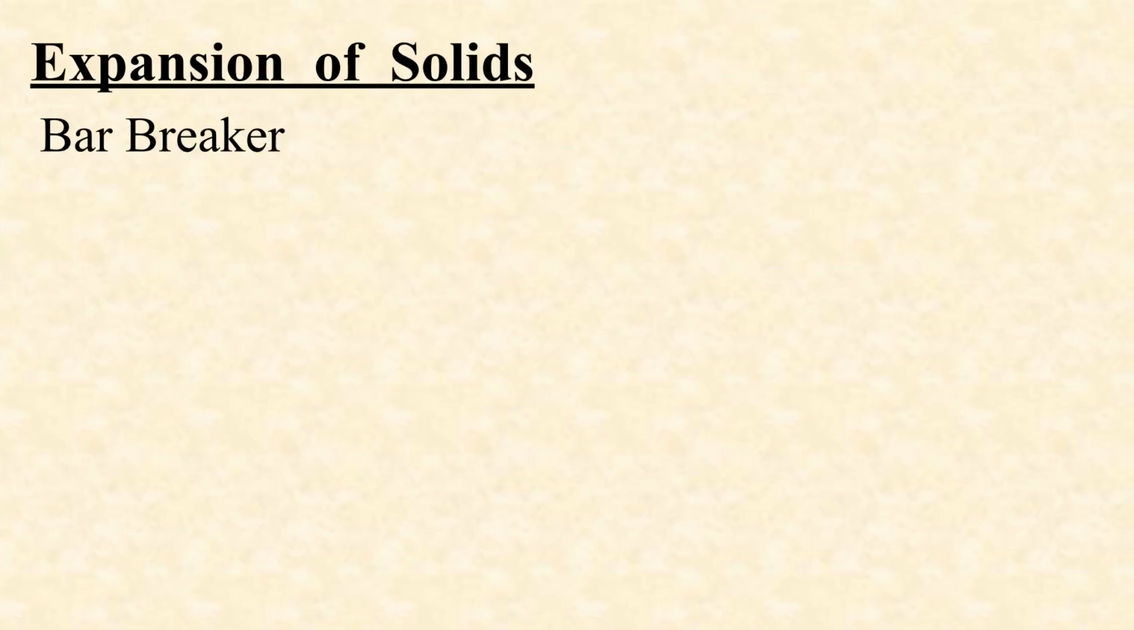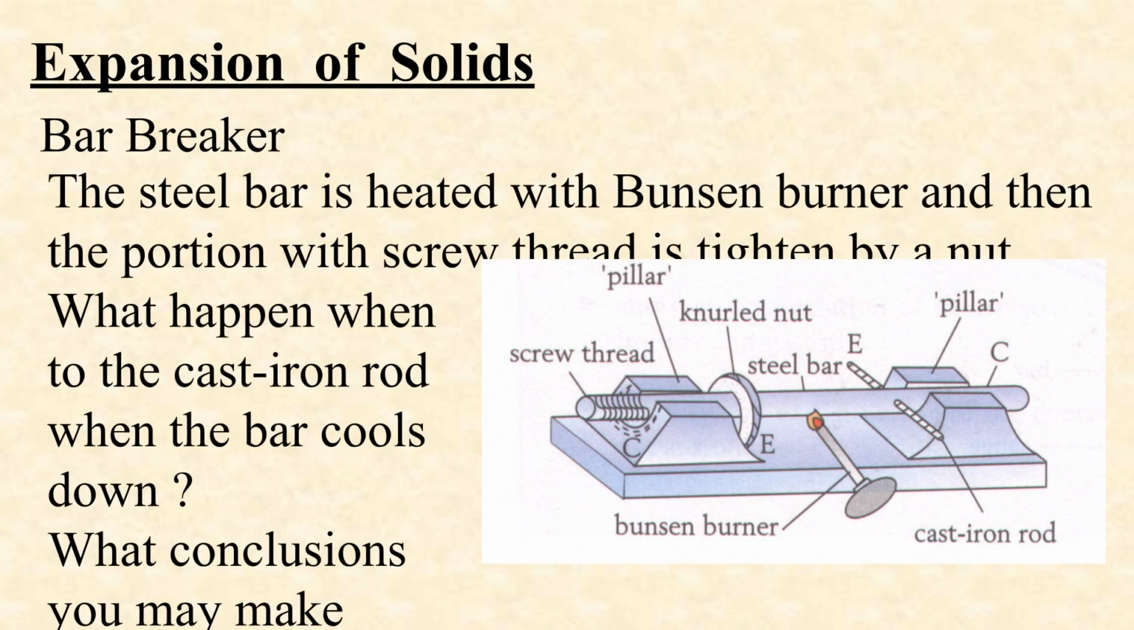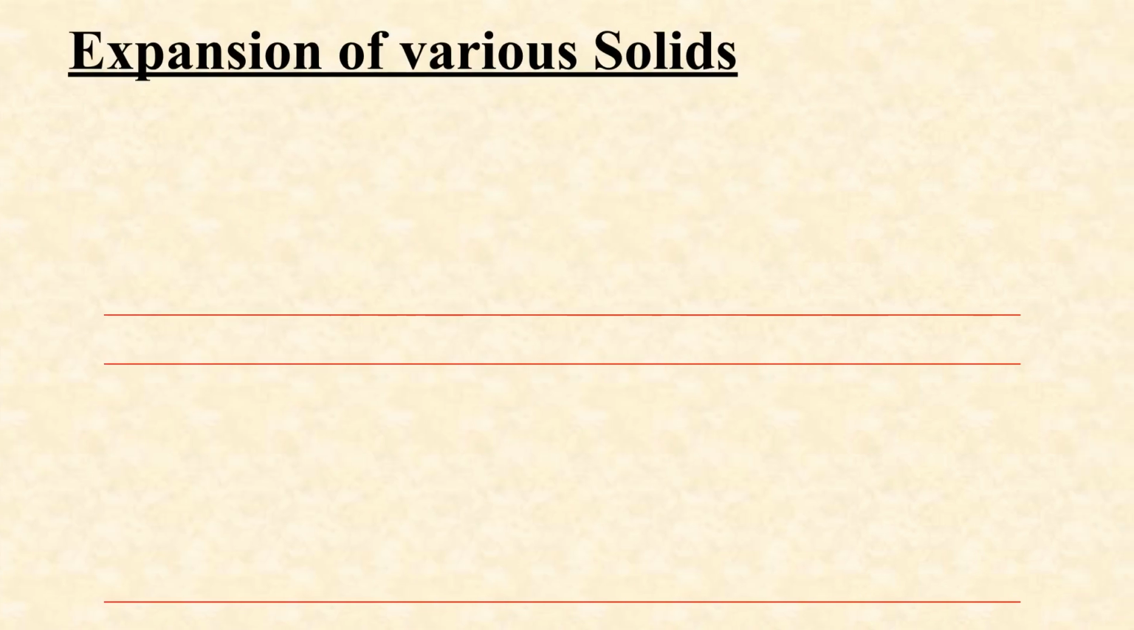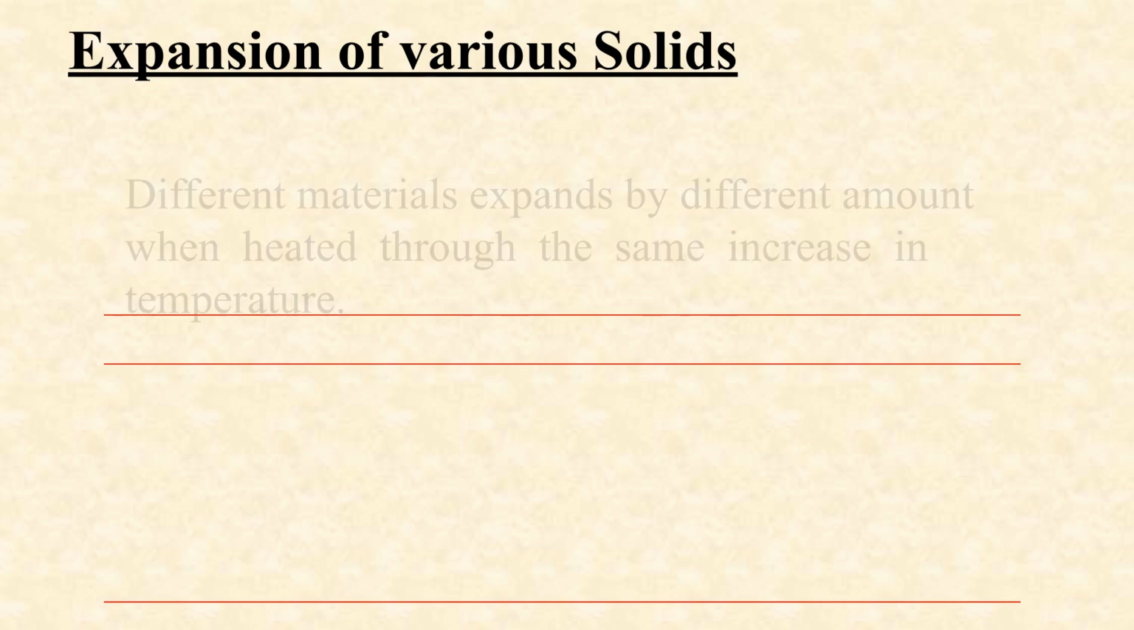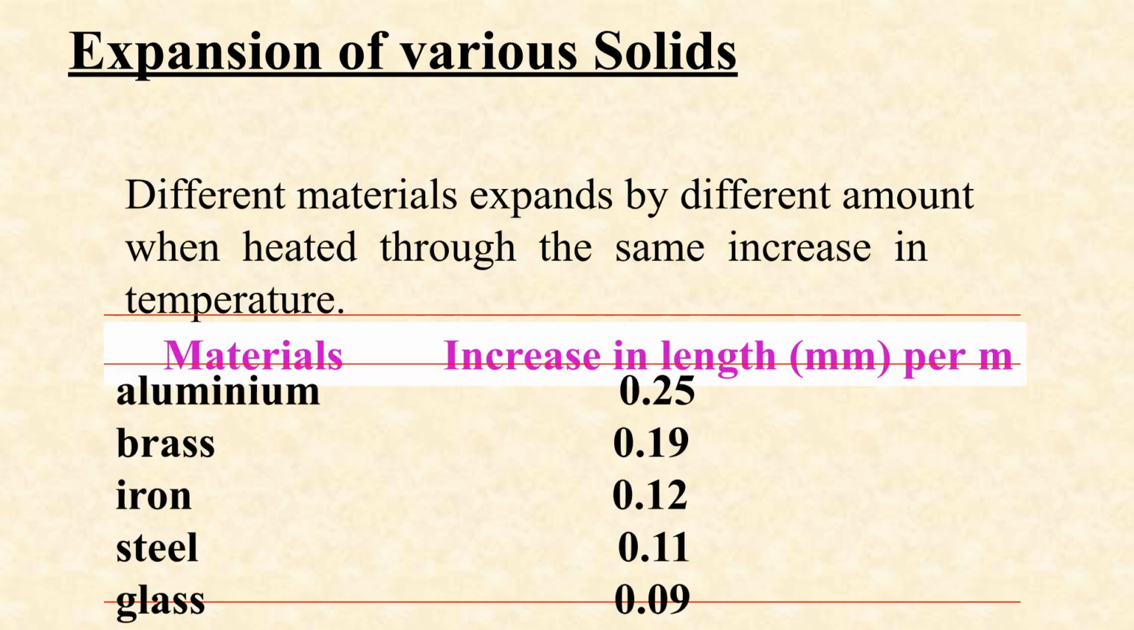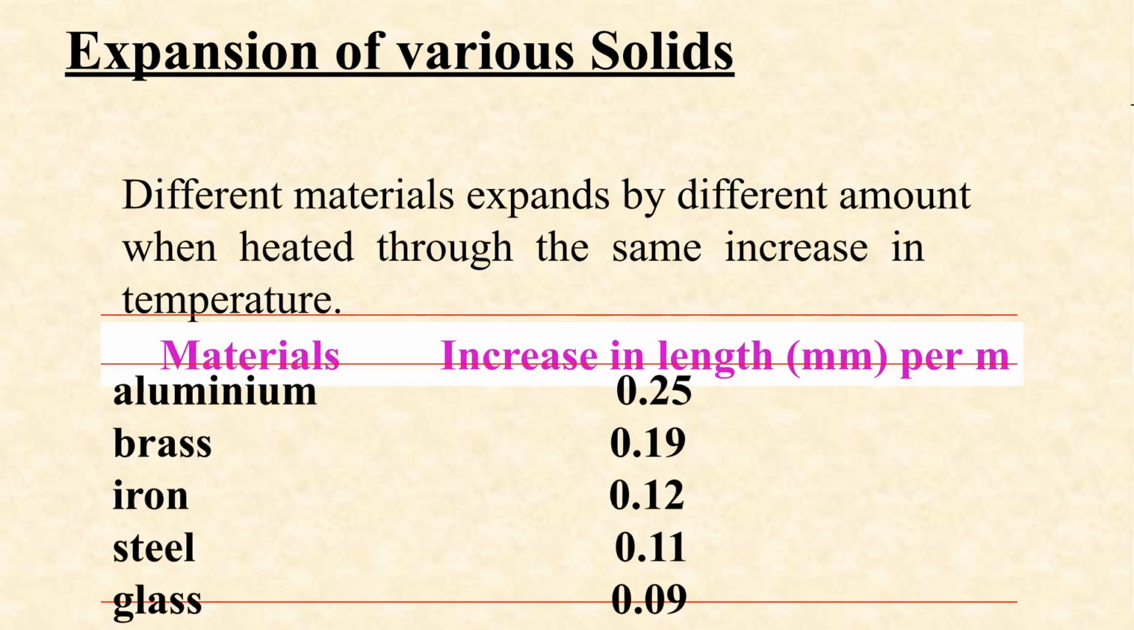The bar breaker experiment shows that the steel bar is heated and tightened. When the bar cools down and contracts, what happens to the cast iron rod? What conclusions can be made about the force of contraction? Different materials expand by different amounts when heated through the same temperature increase. As shown in the table, materials like aluminum expand significantly more than others, such as Invar.